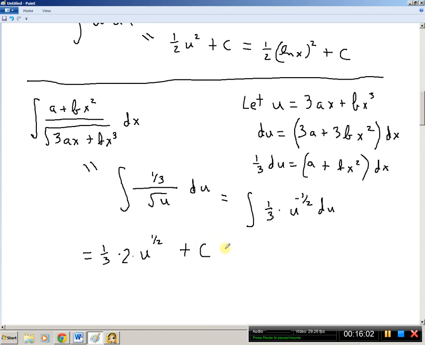So consolidating these numbers and substituting back in what u was, we end up with 2/3 of u to the 1/2. So that means just the square root of 3ax plus bx cubed plus c. Right? And that's that.